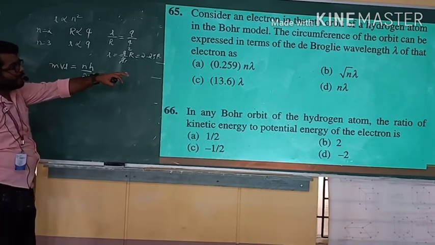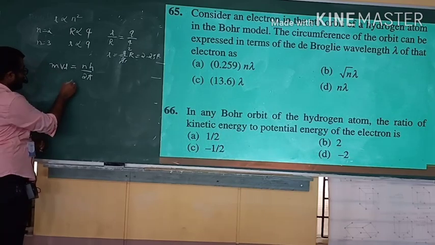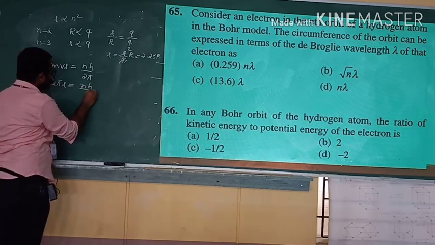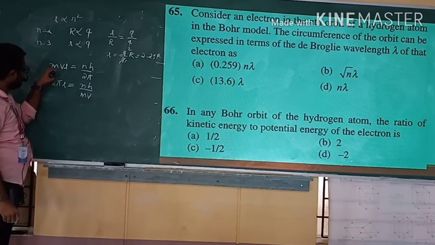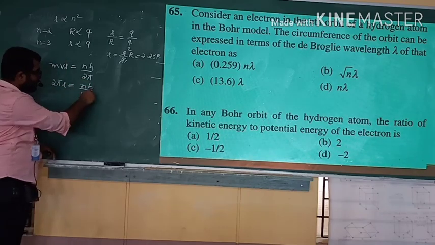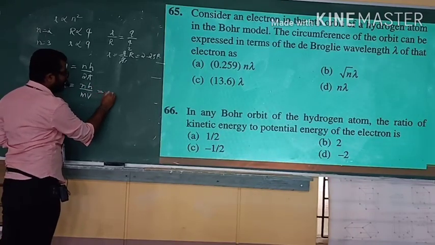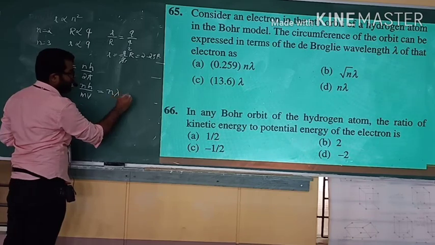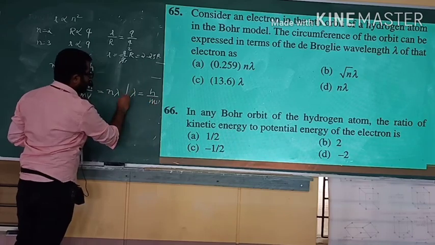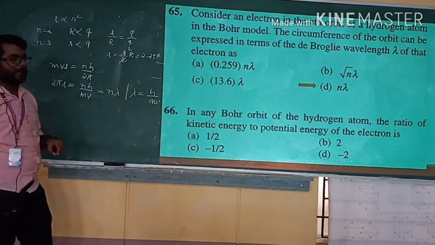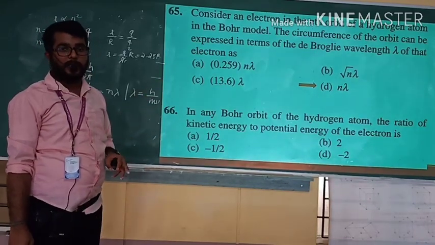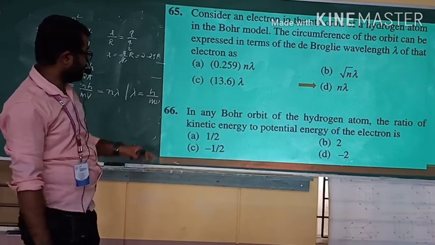What we need is the circumference. Sending the 2 pi to this side and m and v to the other side, 2 pi r is equal to nh divided by mv. But what is this h by mv? h divided by mv is nothing but lambda, the de Broglie wavelength: lambda is equal to h divided by m into v. Therefore the answer is n into lambda. Again, in your regular classes, in the last concept I have explained de Broglie clearly.